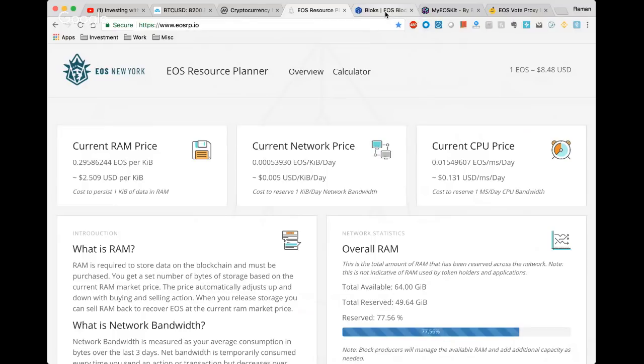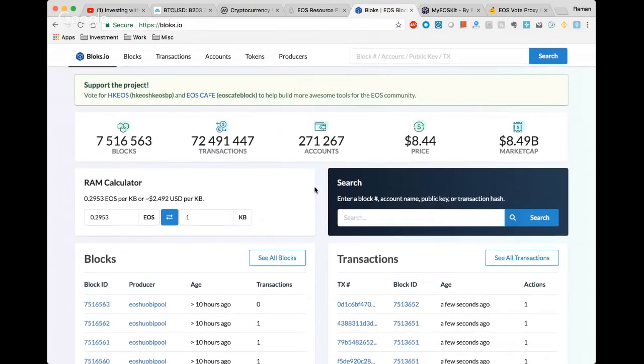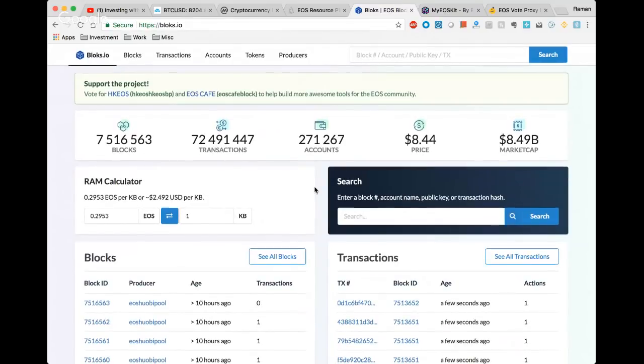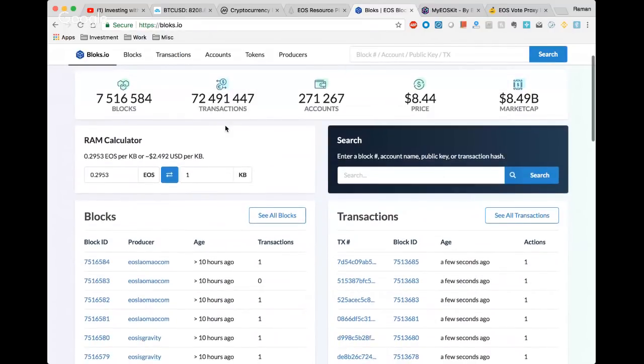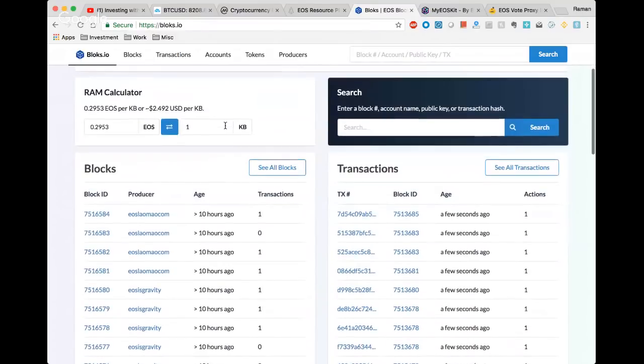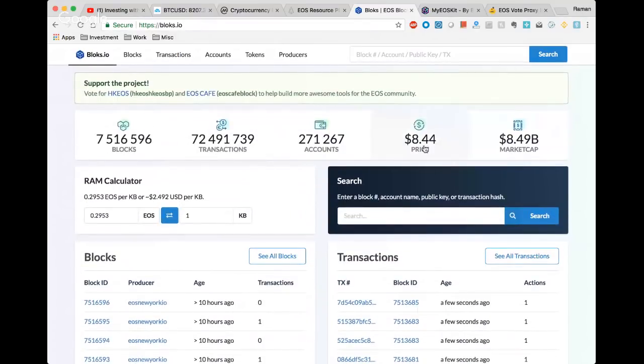Now let me look at some of the tools, especially there's a new block explorer, which is blocks.io. This is a tool from EOS Cafe and Hong Kong EOS. And this is pretty nice. I think they have a pretty good format, a lot of information on a single page.